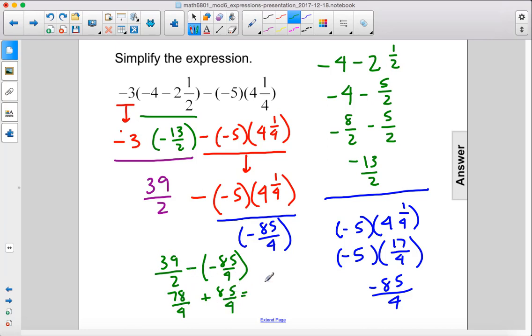78 plus 85 is 163 divided by 4. 4 goes into 163 40 times, with a remainder of 3. So our answer is 40 3/4.